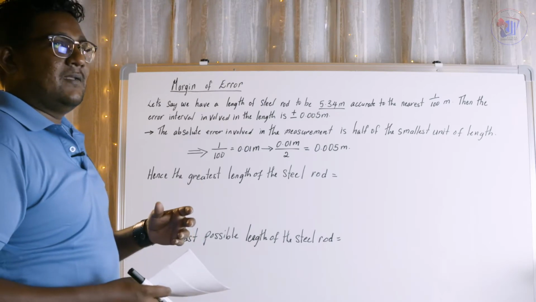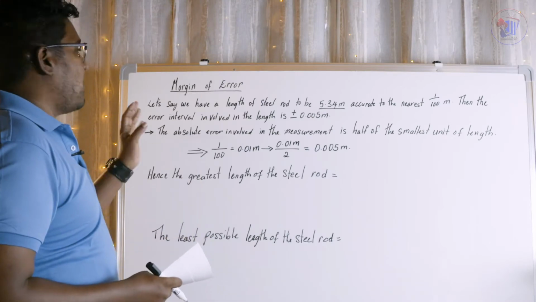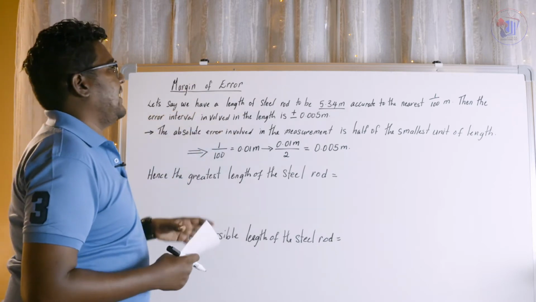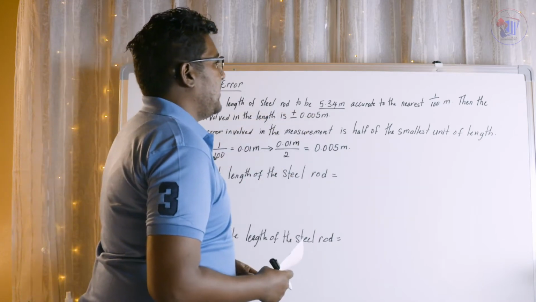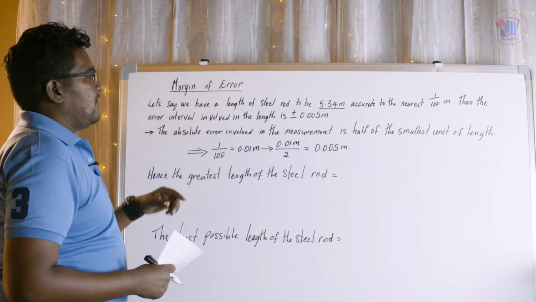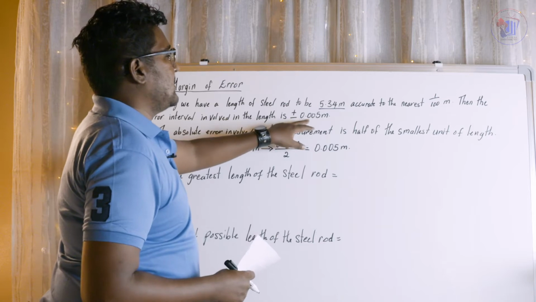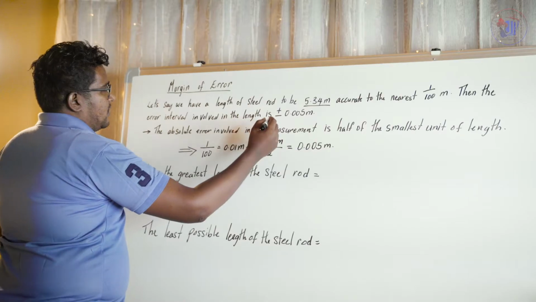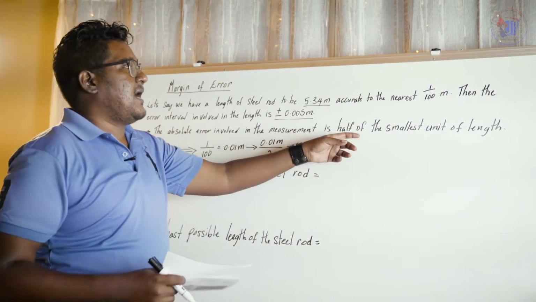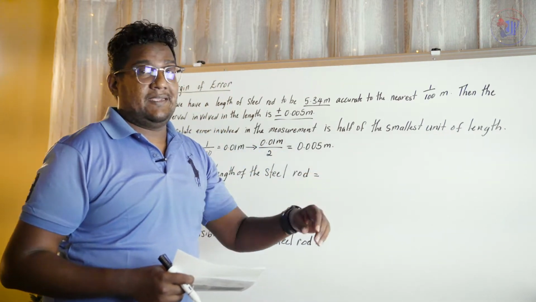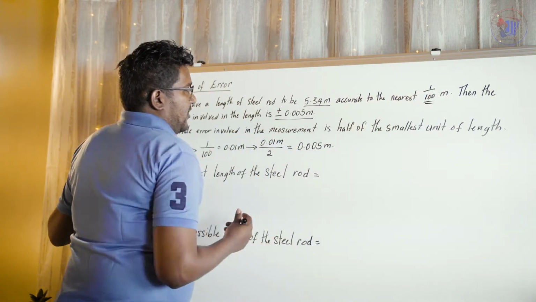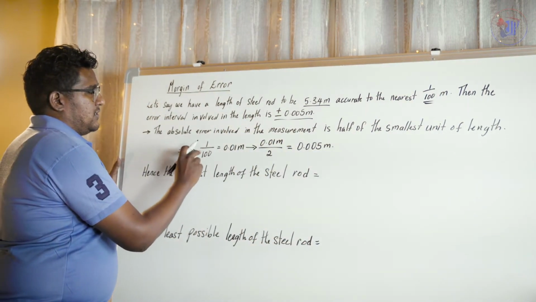Let's look at an explanation of margin of error using a simple example. Let's say we have a length of steel rod of 5.34 meters, accurate to the nearest 1/100 meter. Then the error interval involved in the length is plus or minus 0.005 meters. Now, how do we get this? It says here that the absolute error involved in the measurement is half of the smallest unit of length. Now, our error that we're working with is 1/100.